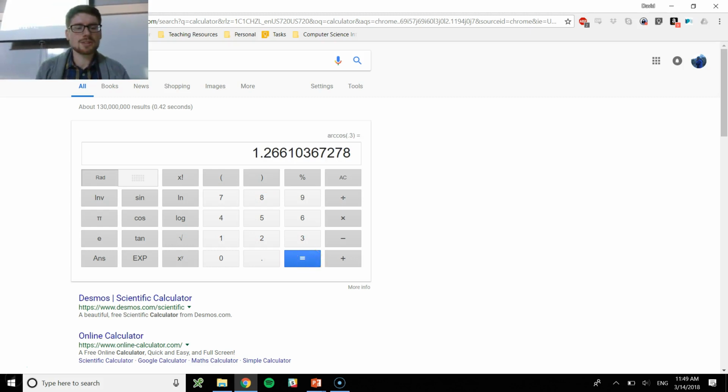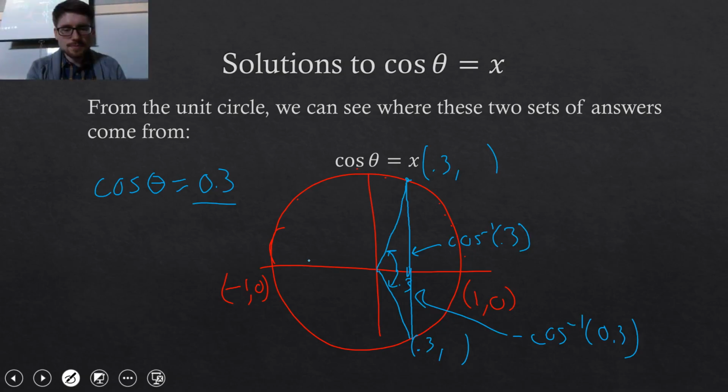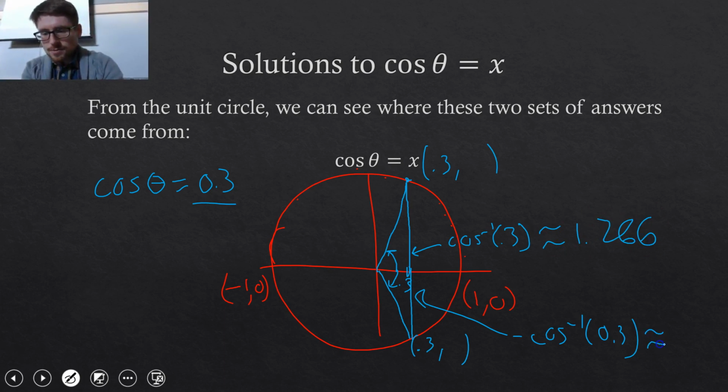And that gives me an answer. It's about 1.266. So I'm going to write that answer down. This is about 1.266. And then the negative of that. So that's roughly negative 1.266.